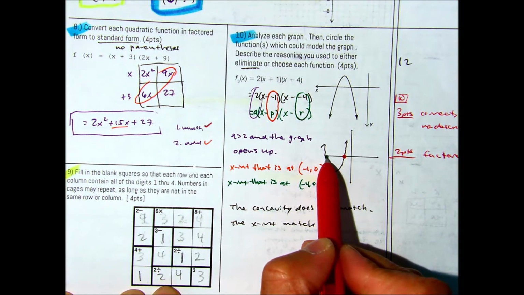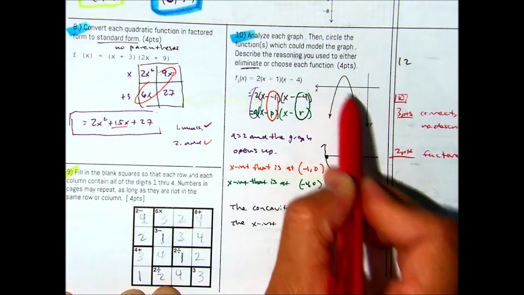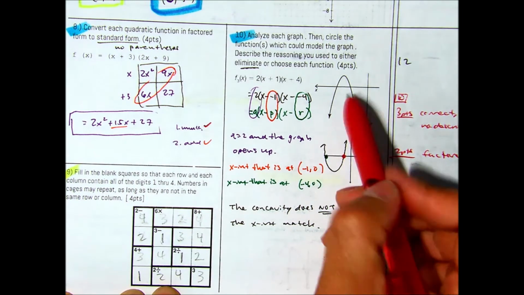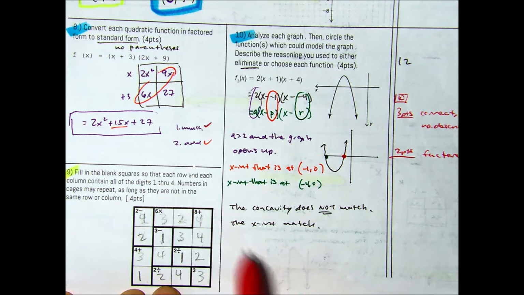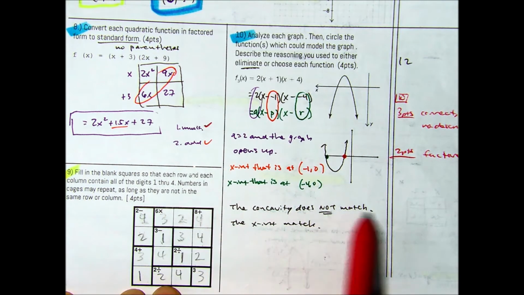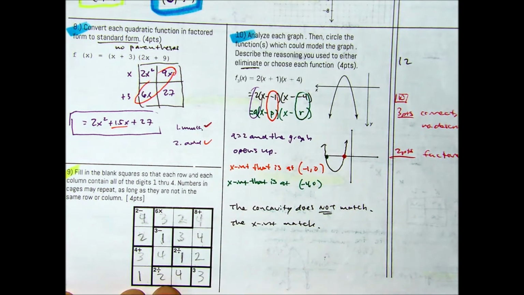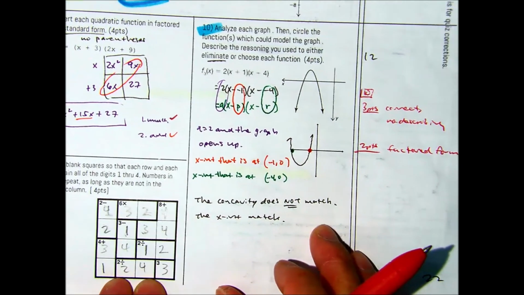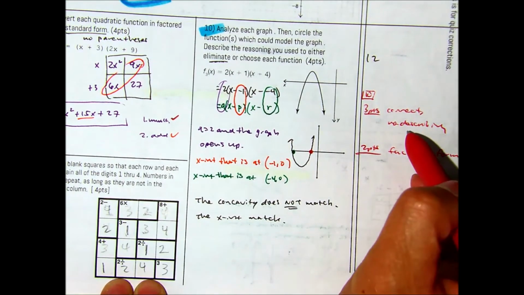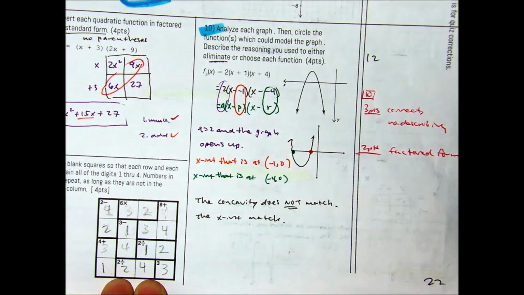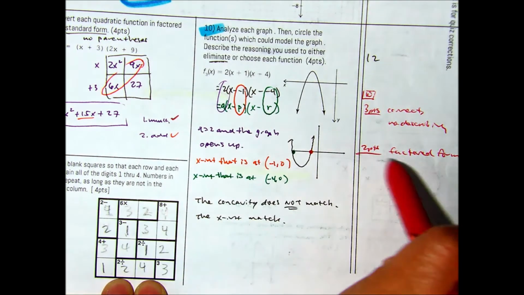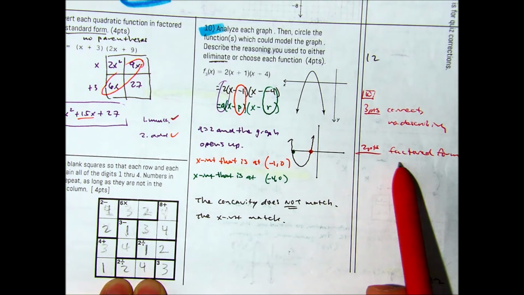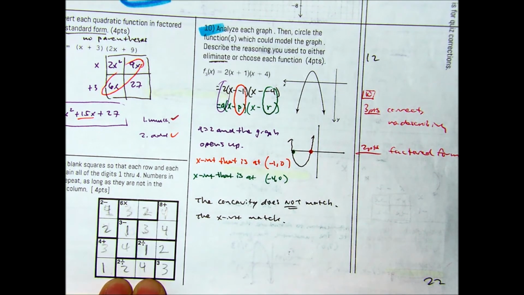So the x-intercepts match the graph, but because this graph is opening down and ours is up, it does not match. Therefore, I'm not circling it because the concavity, which is your A value, does not match, and the x-intercepts do match. If you were correct, but there's no describing in words, then I gave you 3 points. If you wrote the word factored form, either the formula or the words factored form, I gave you 2 points, and then that side was out of 22 points.